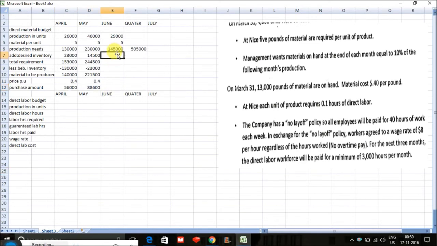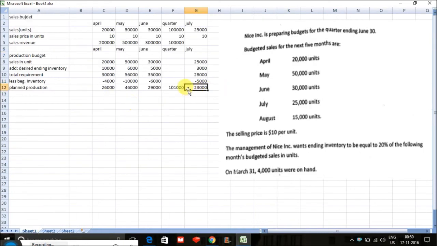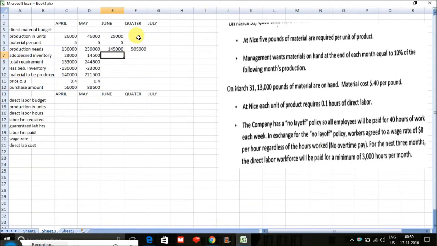In the month of June, the production needs are 1,45,000, and the ending desired inventory is, for this we require the production budgeted numbers for the month of July, that is 23,000. We should copy it to the direct material table.